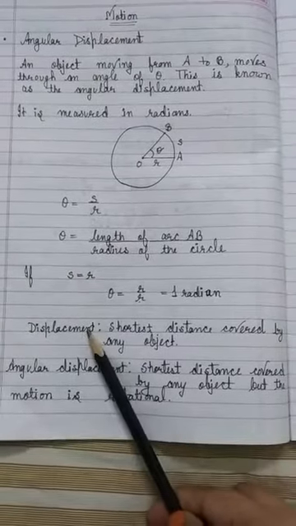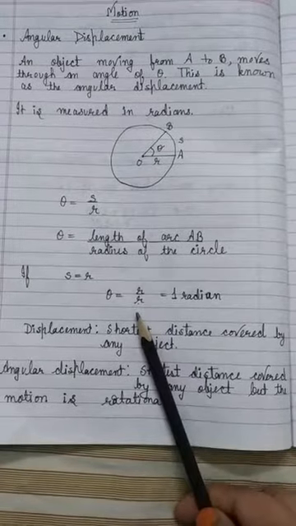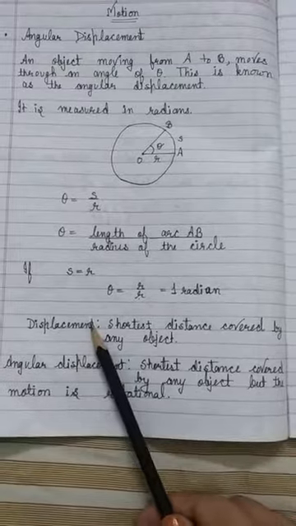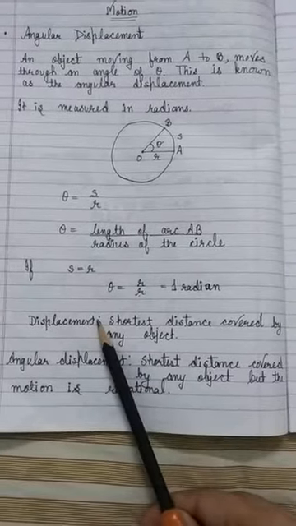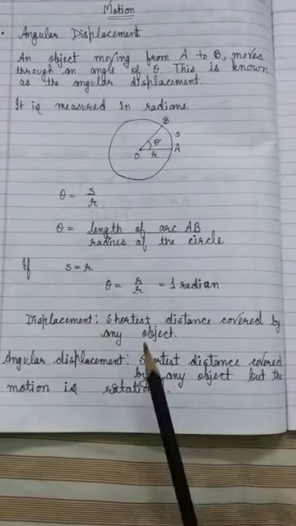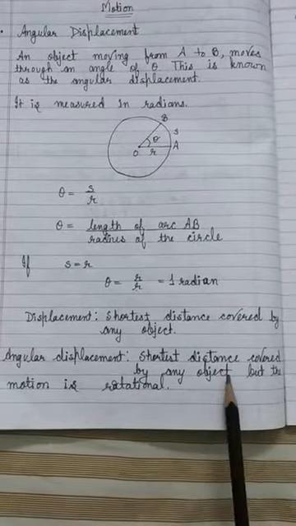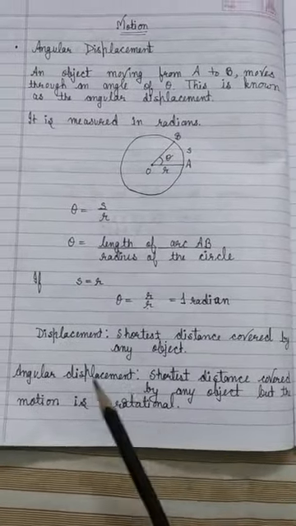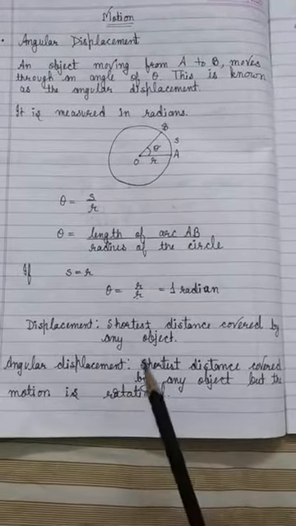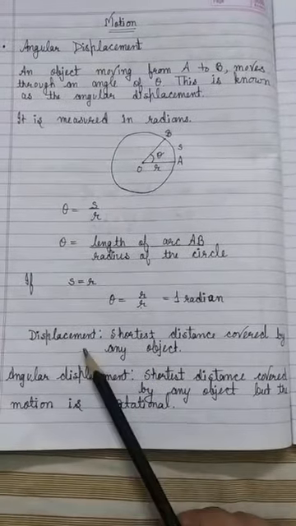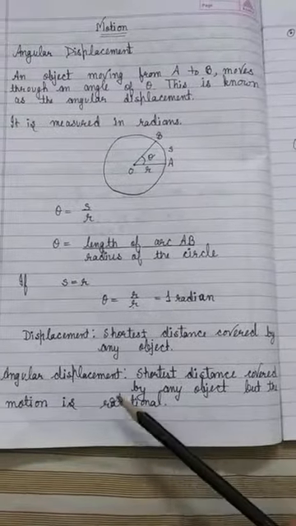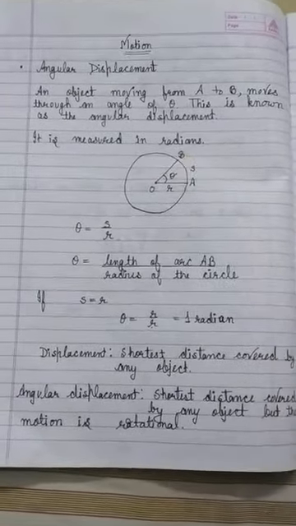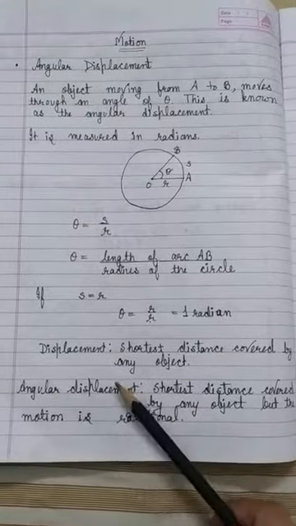कोई भी body जो shortest path cover करती है, that is known as displacement. This is a vector quantity. SI unit is meter. In the same way, the shortest distance covered by an object but the motion is rotational is known as angular displacement. जब भी कोई body वही displacement cover करे but वो displacement circular path पर हो, then it will be known as angular displacement.